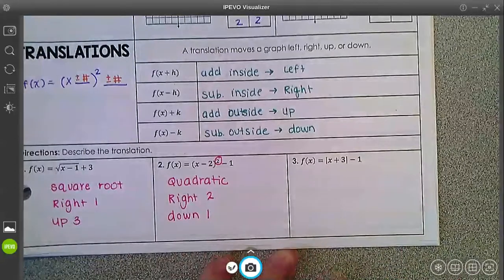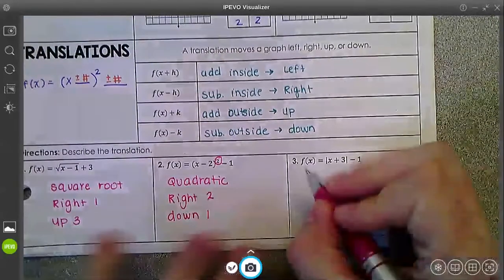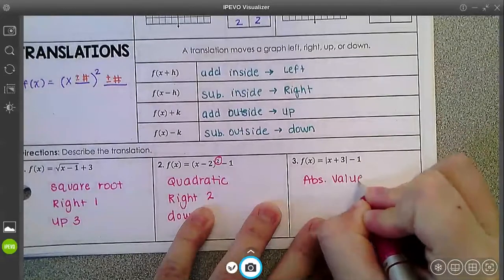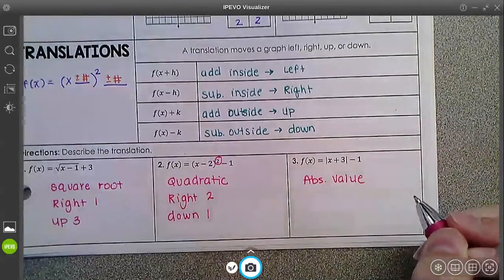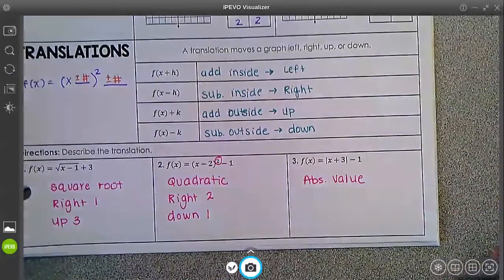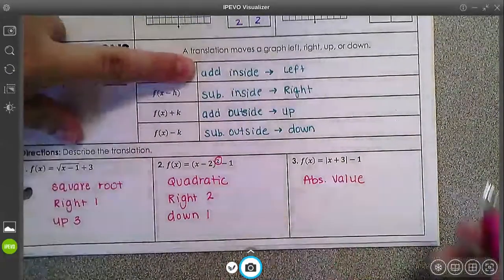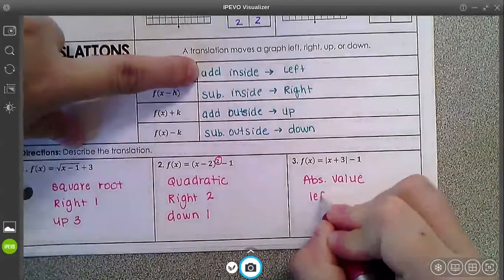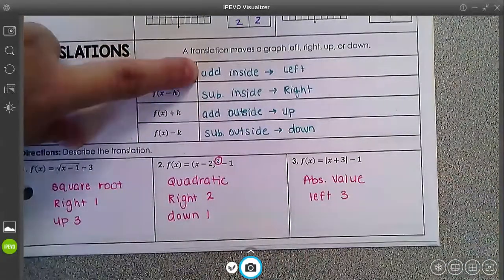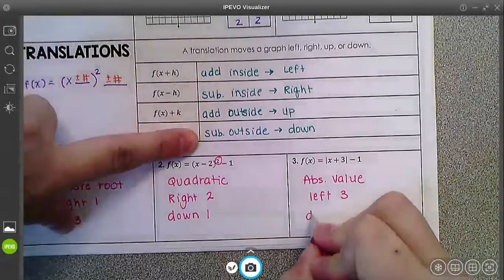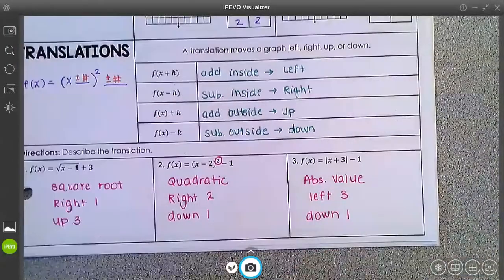Number 3, what type of function is it? Absolute value. So adding 3 on the inside moves left 3. And subtracting outside, down 1.